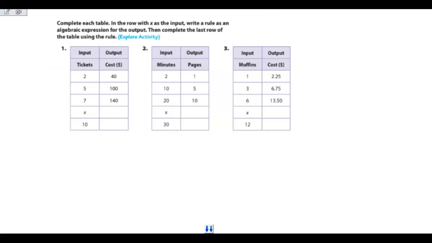So this one's coming up with our rule. When I take a look at my input values and my output values, I take my 40, divide it by my 2, and I get 20. I take my output, divide it by my input, so 100 divided by 5 gives me 20. And then my output divided by my input is 20. So my rule is going to be times 20. So that's going to be 20x. And if I take 10 times 20, I'm going to get 200.